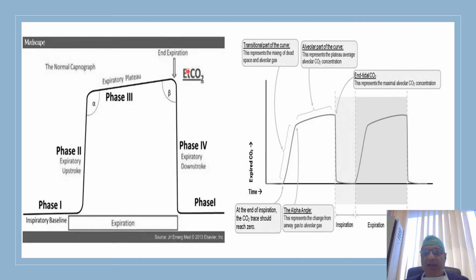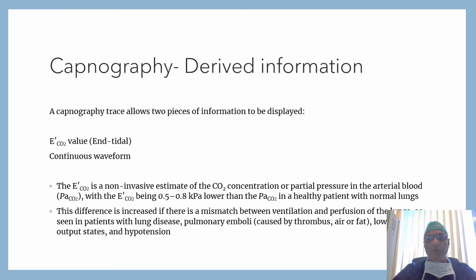This is the value of the end-tidal CO2. It denotes the maximal partial pressure of CO2 at the end of exhaled breath. Now we know capnography provides two important pieces of information. One, it provides the value of end-tidal CO2, and secondly, it provides a continuous waveform. The continuous waveform not only gives information about airway monitoring or airway patency, but it also provides information about the status of ventilation, perfusion, and metabolism.